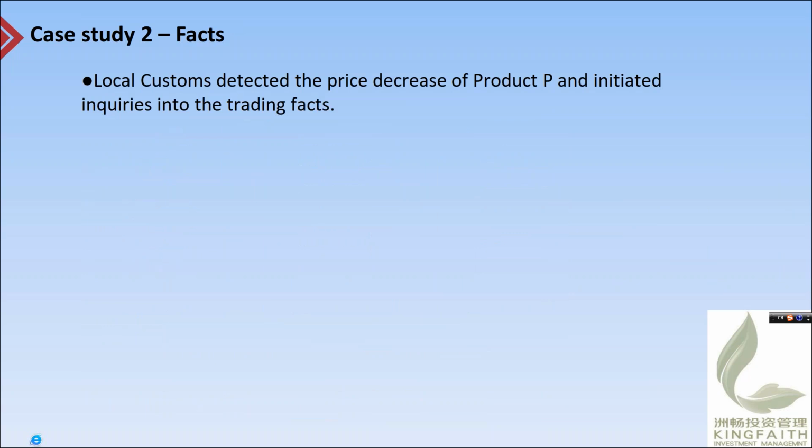Local customs detected the price decrease of product P, and then initiated inquiries into the trading facts. As we observe, the customs have this kind of risk analysis and warning mechanism. So as you can see from the previous slide, there's a drastic decrease of the price, which was easily detected by local customs.